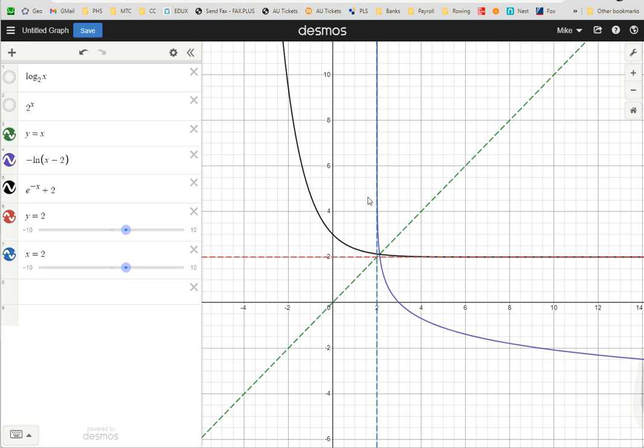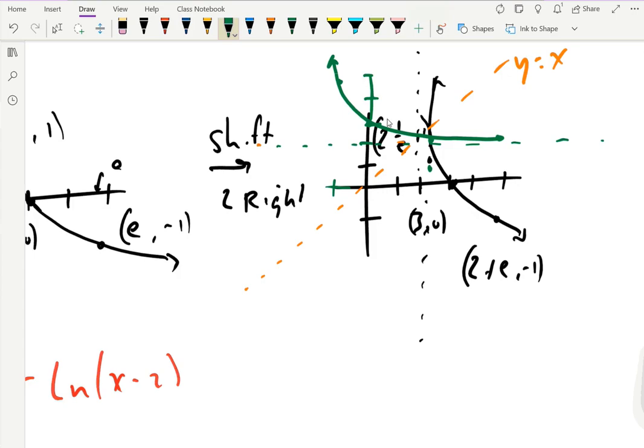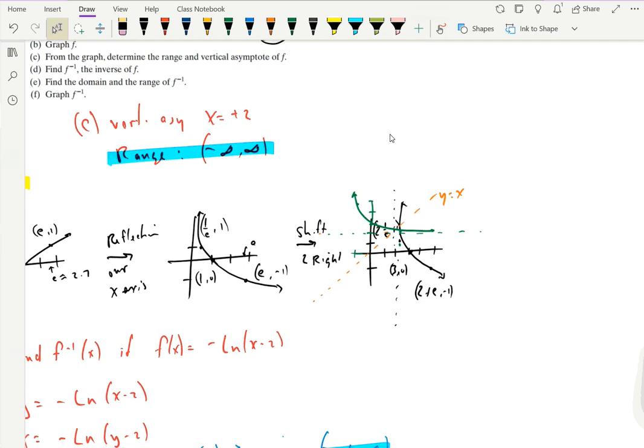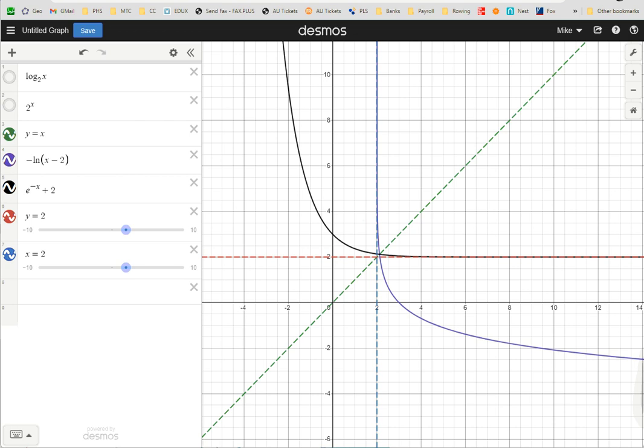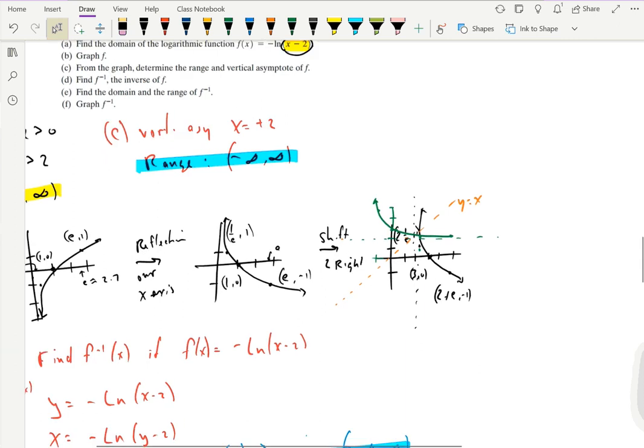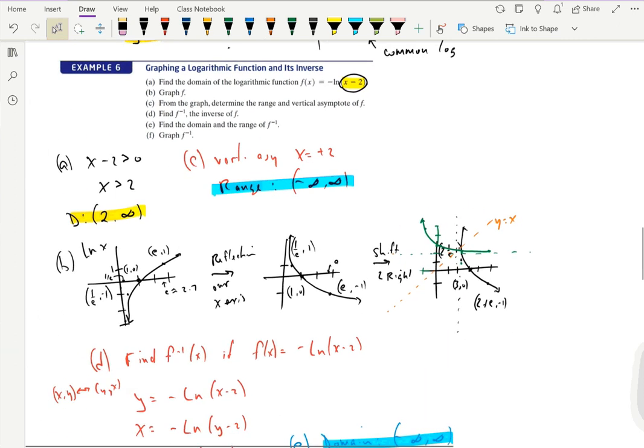Of course, on the computer they look so much nicer than what we're going to be able to do by hand, but we did get a pretty close approximation. If I go back to my function here, a little messy. If I take it this way, not quite as messy, but we still see that it has the same basic characteristics as what I'm doing on Desmos. So that was graphing a logarithmic function and its inverse.